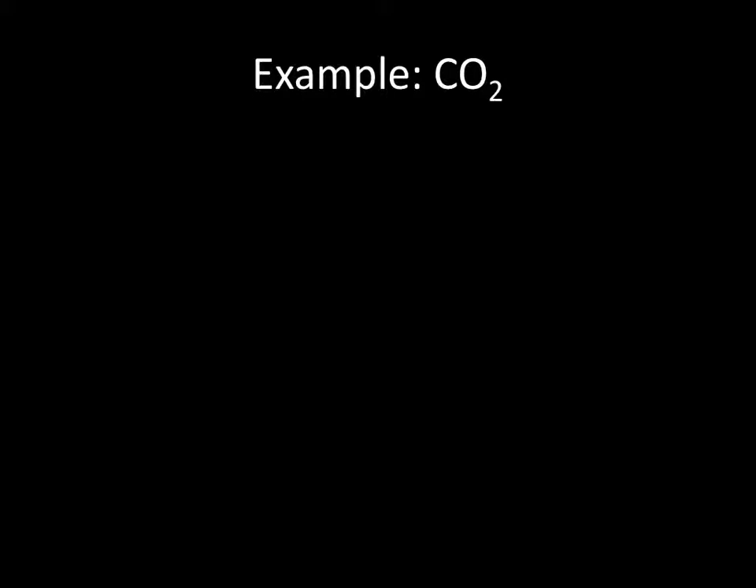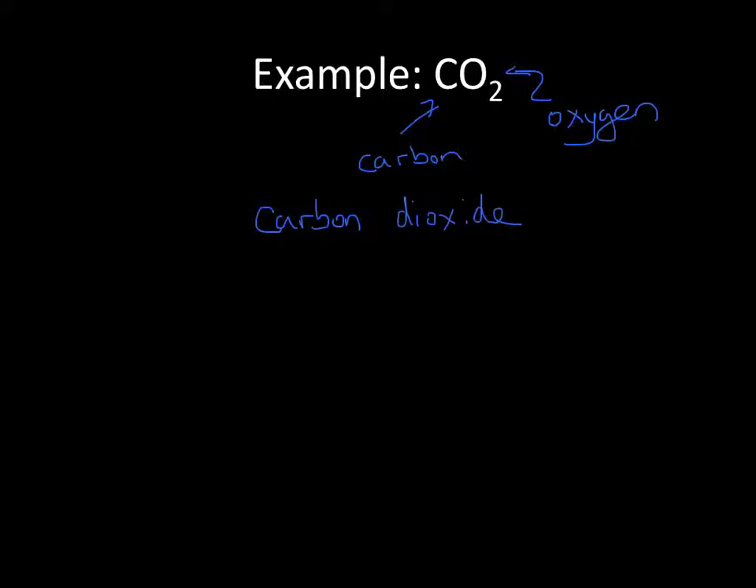Let's look at this very well-known compound. So here in this compound, the formula of CO2, I have carbon and oxygen. And this, of course, you will recognize as carbon dioxide. So you should notice here that we have no prefix in front of the first element. So in cases where you only have one atom in your first element, we do not use a prefix system. So it's carbon dioxide and not monocarbon dioxide.